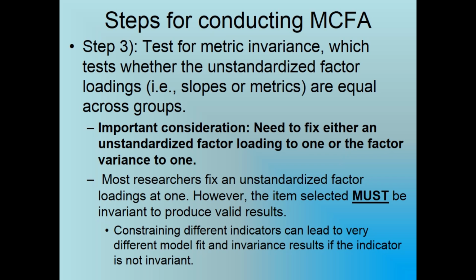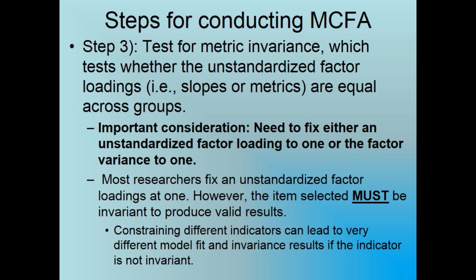Conversely, if you fix your factor variances to 1, you're making the assumption that your variances are equal across both groups. So it's really important that you do some test to determine whether it's really appropriate to make the assumption that one of those 9 factor loadings is equal across the groups, or the variances are equal across the groups. As a result, just randomly picking one factor loading and fixing it at 1 is really inappropriate.